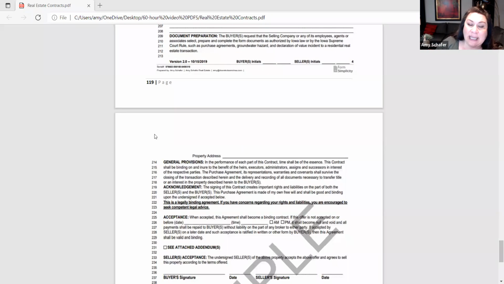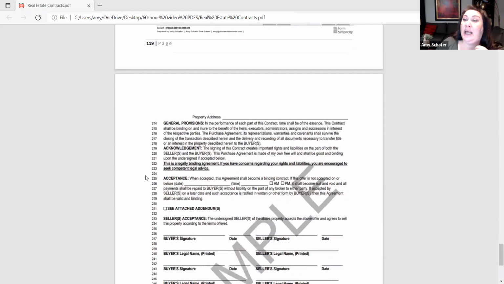And then finally, we've been talking about how an offer can expire. That would be line 225, where we would write a date and time that if the seller does not respond by then, the offer becomes null and void, and any prepaid payments like earnest money would be immediately returned to the buyer, because we've never had an offer come to fruition with this seller.